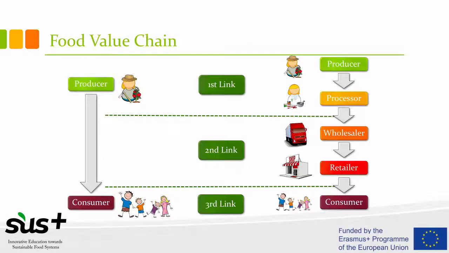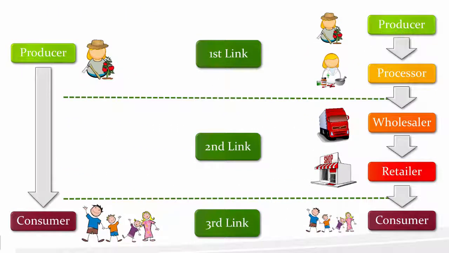Food value chains can be as long or as short as you can imagine. You can see it in this slide. They can be simple or they can be very complex. The shortest ones are those which go directly from producer to consumer. You can see them on your left. No agents, no intermediaries, just these two links, producer and consumer.